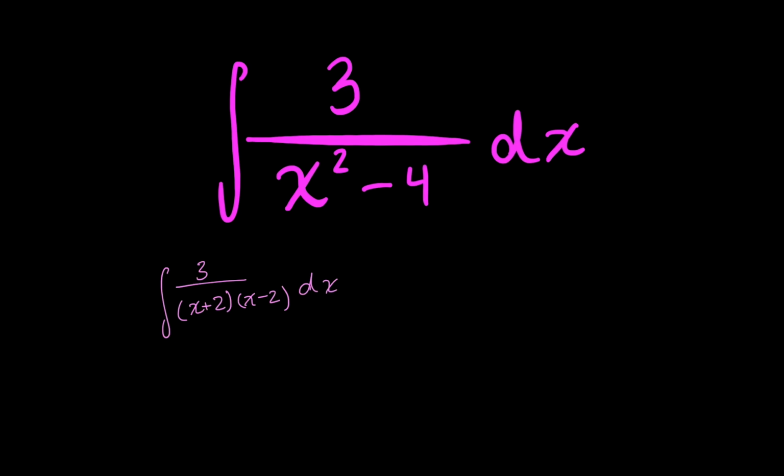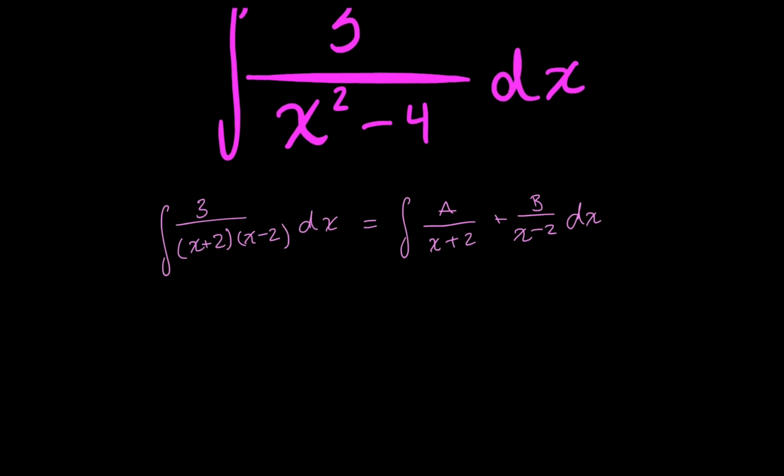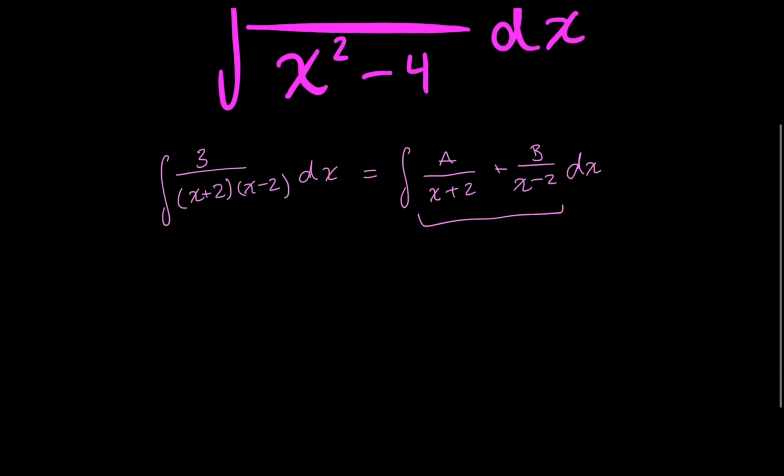So I'm going to write this in a way that I have two fractions that when I add them together give me what I originally have. So I'm going to write A over x plus 2 plus B over x minus 2 dx. And I don't know the constants yet and that's what I'm going to try to find, because this is how we decompose fractions. So to find A and B, I'm going to combine these two fractions by finding the common denominator between the two. So just not even looking at the integral, just looking at these two terms.